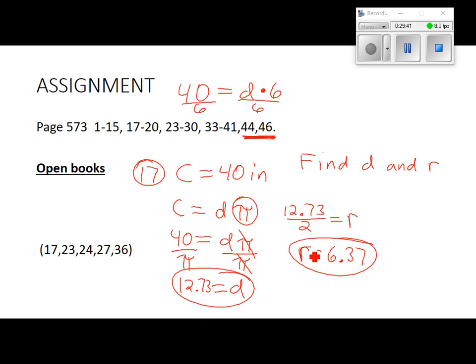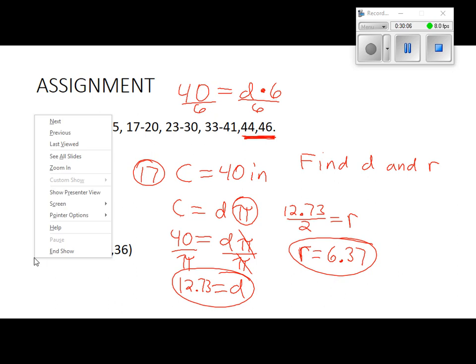So each time on each one of those problems, all you're going to do is take whatever circumference they give you and divide it by pi, and that gives you the diameter. Split that in half, and it tells you the radius. Everybody handle that? Look at problem 23 and 24.